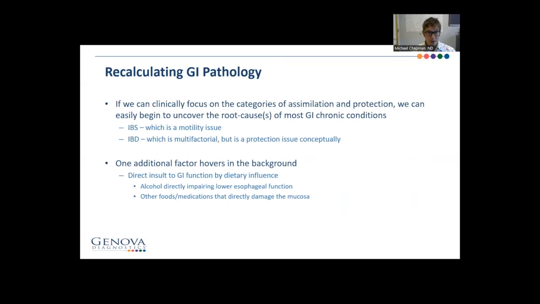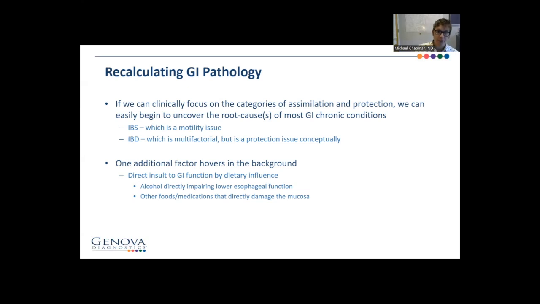And then we have IBD, inflammatory bowel disease, which is certainly multifactorial, but it is largely a protection issue, because what is IBD? It is an inflammatory response and it is an immune response. So that is on the protection side more so than the digestion and absorption side.